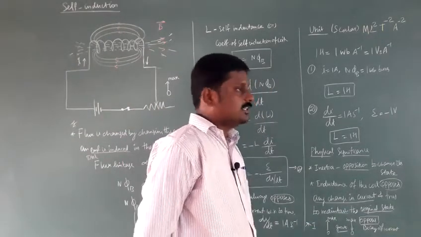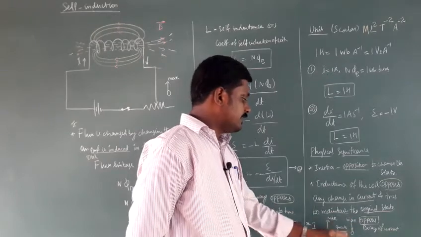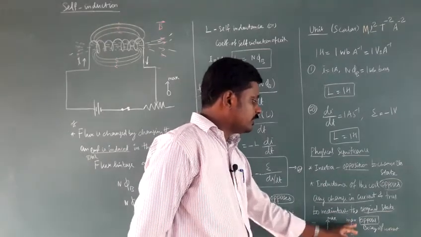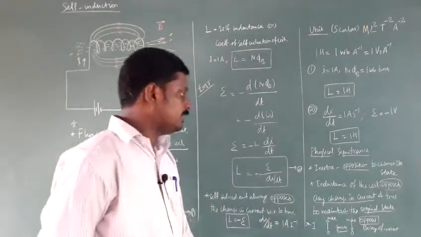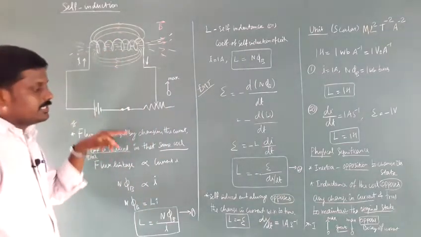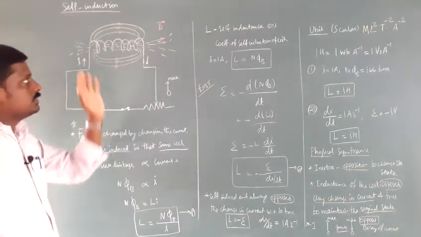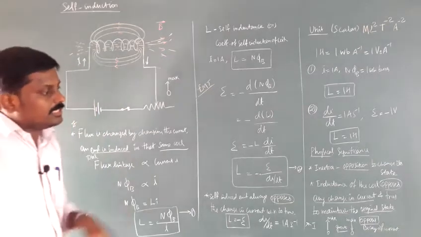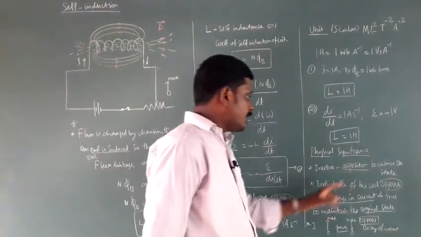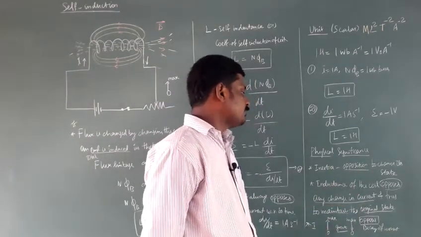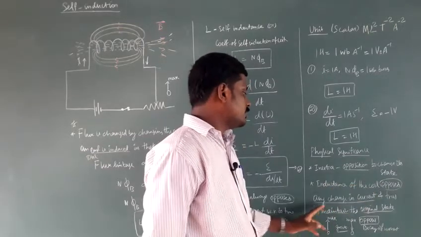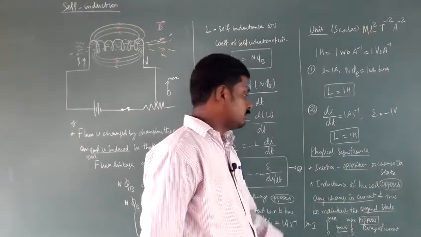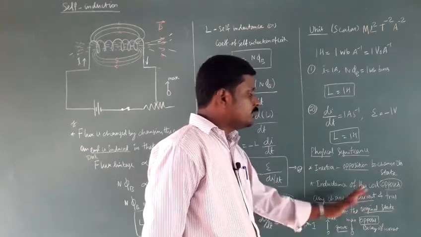Again, I switch off the circuit, so the current decreases from maximum to 0. There is a decay of current, so again there is a change in current, which means an induced EMF. That induced EMF opposes the decay of current. So again it opposes, similar to inertia. The inductance of the coil opposes any change in the current and tries to maintain the original state.